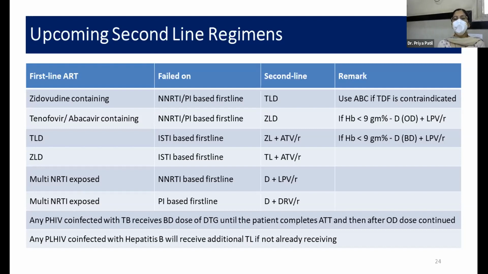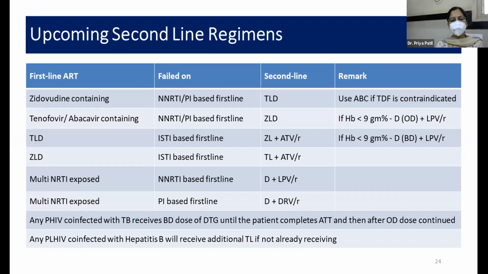For example, the patient was on TLE, then Z also was used, Stavudine was also used, so multiple. So just like we used to shift this patient to RAL LPV/r, now we will be shifting such NRTI exposed patients to dolutegravir with lopinavir ritonavir combination. Again, multi-NRTI exposed with PI based first line, like many NRTIs and also PI based first line, then such a patient will move on to dolutegravir with DRV/r as the second line.